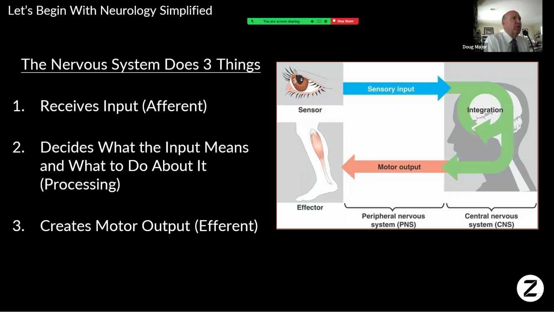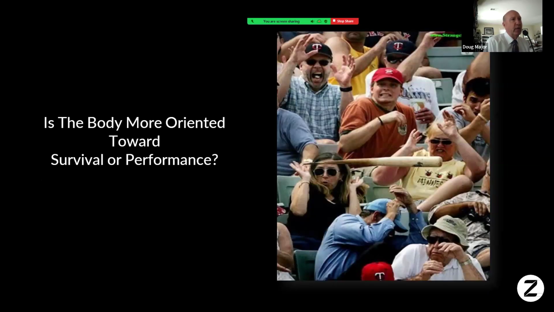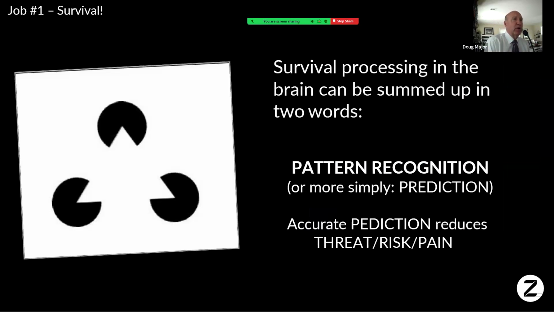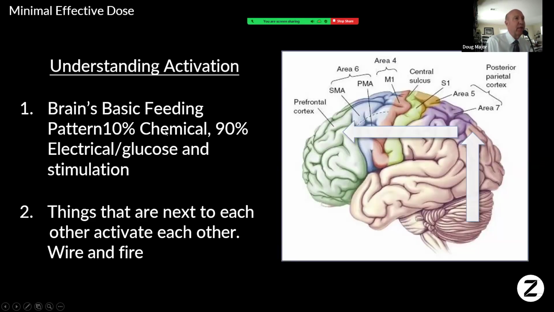Just a quick overview, the nervous system does three things: receives that afferent input, decides what to do with the input, and then creates a motor output. And we are more oriented towards survival. The brain survival process can be summed up in two words: pattern recognition, or prediction. If we can actually predict, that reduces threats, risk, and pain because we know what's happening next.